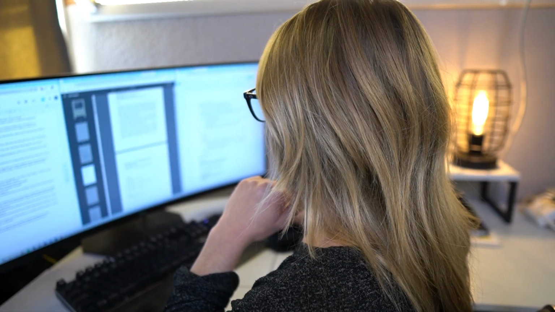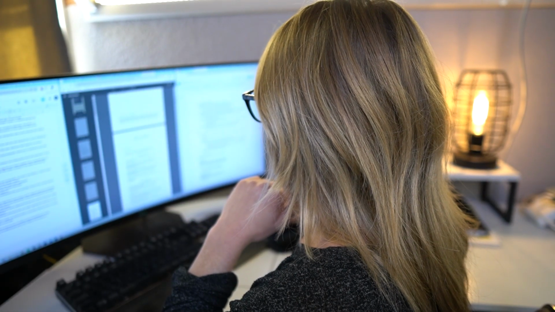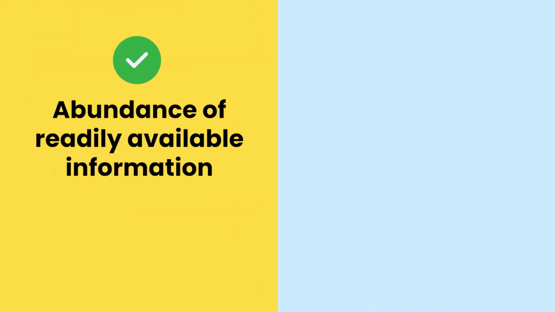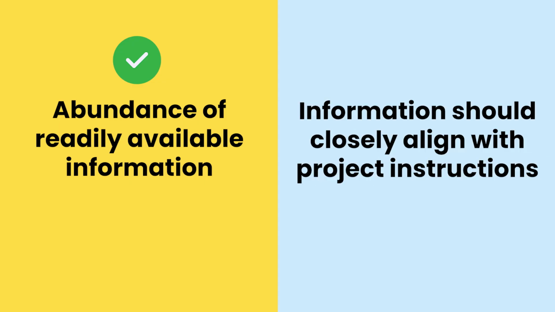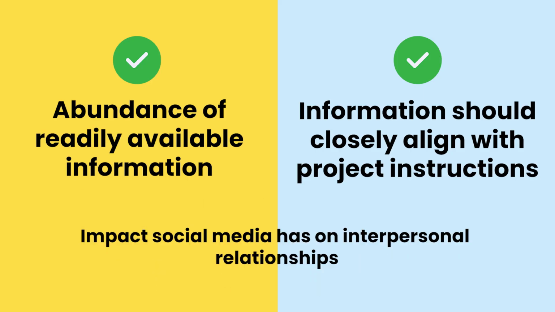The next part of the planning phase is to take your general topic and turn it into a researchable topic. You'll do this by performing preliminary research in which you're looking for 2 qualifying factors. 1, you want an abundance of readily available information, and 2, that information should closely align with your project instructions. When you find a topic that meets both of those qualifications, you have your researchable topic. But now you're ready to move on to step 2, which is going to be the preparation stage.